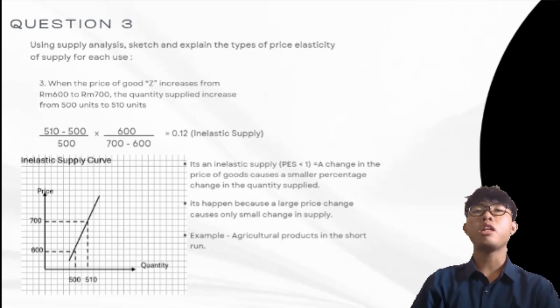It is because it's below 1. A change in the price of the good causes a smaller percentage change in the quantity supplied. It happens because a large price change causes only a small change in supply. For example, agricultural products in the short run.